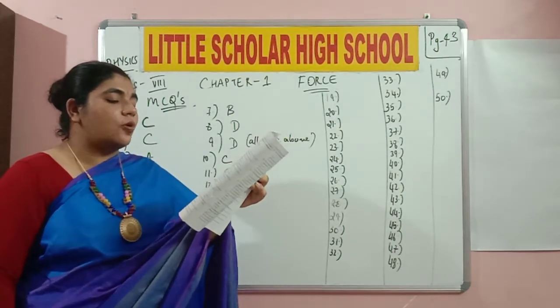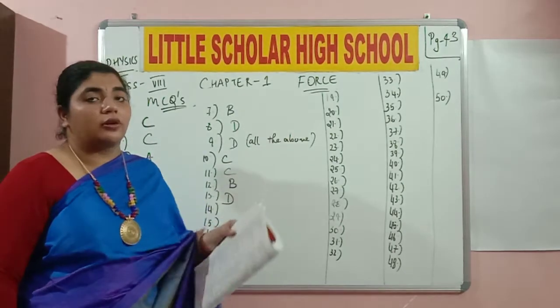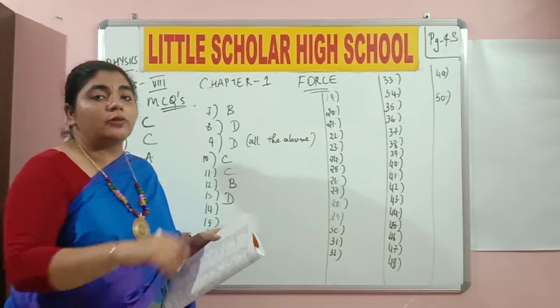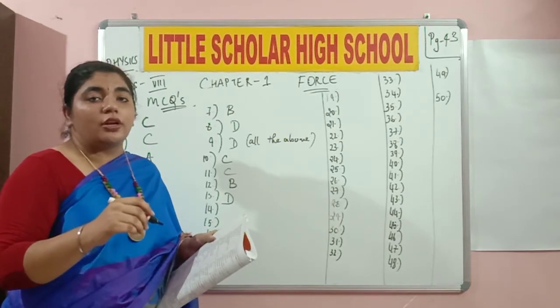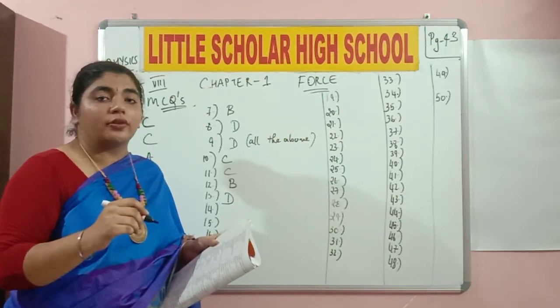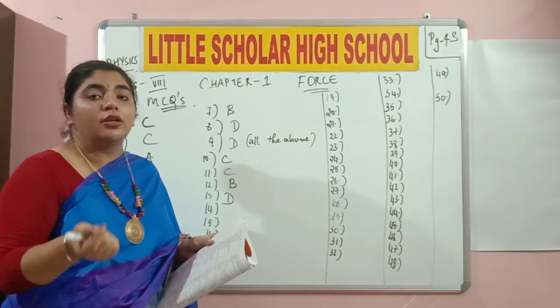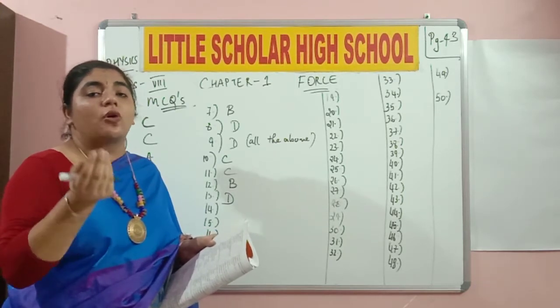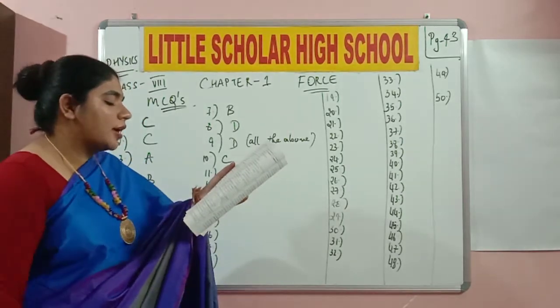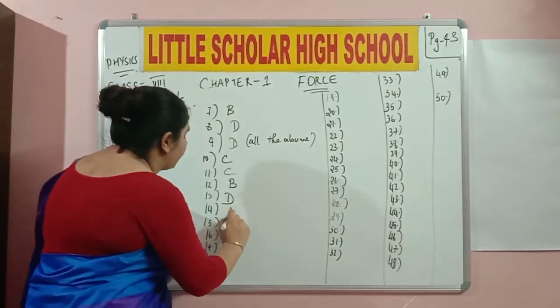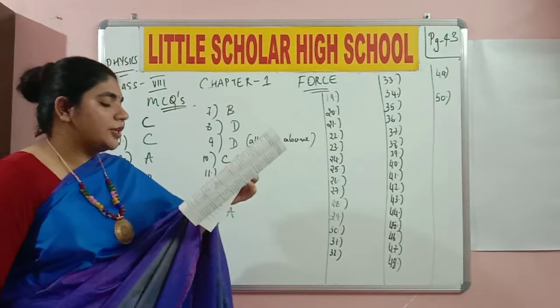14th one. The resisting force to movement of an object is called. What does this mean? If I'm rolling a ball on a smooth floor, it is going to stop at some point. This force which is stopping the ball from moving further is called the resisting force or the frictional force. What is the answer over here? It is A, friction.